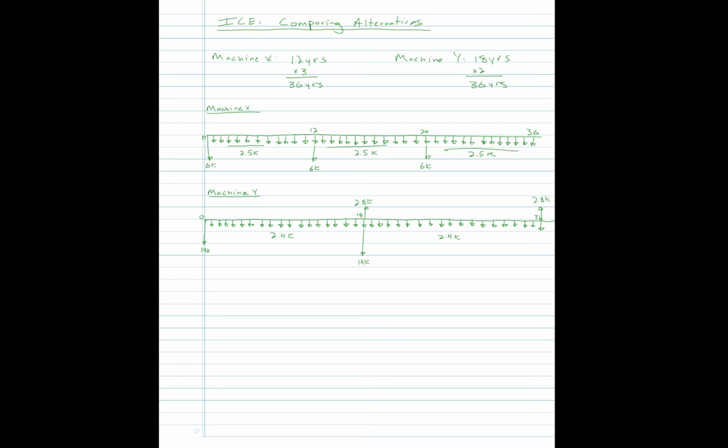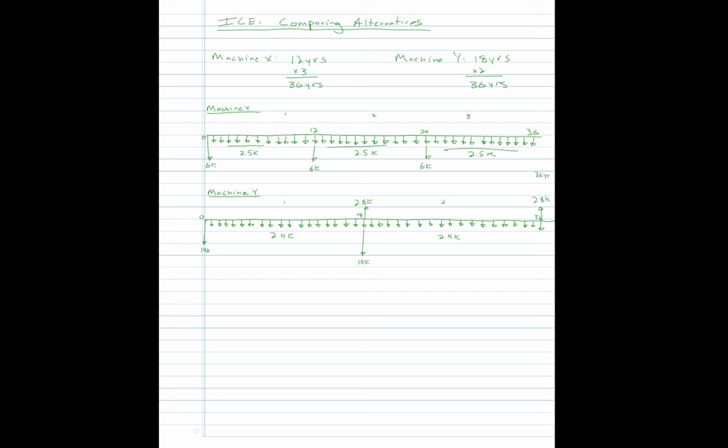So you can see how we've done 3 cycles for machine X and 2 cycles for machine Y, and both end at 36 years. Our process is going to be to use the factors to find the present worth of both of these cash flow diagrams and compare the present worth.